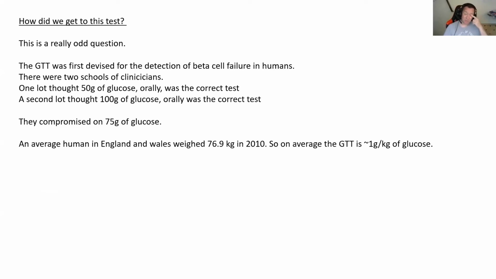How did we get to it? So this is a really odd question. I'm not really sure why we do it in mice. The GTT was first devised for the detection of beta cell failure in humans.